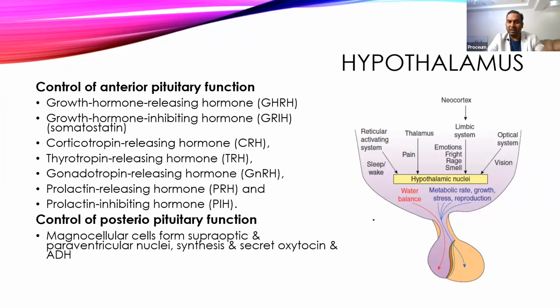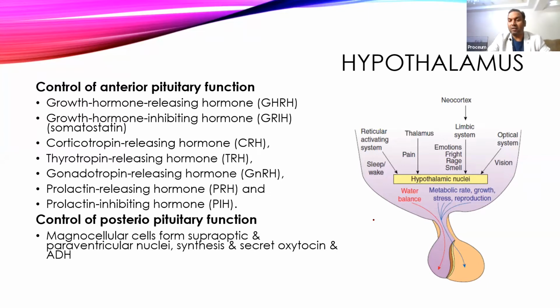If you see here, there are two inhibiting hormones, that is growth hormone inhibiting hormone and prolactin inhibiting hormone, while there are five stimulating hormones: growth hormone releasing hormone, thyrotropin releasing hormone, corticotropin releasing hormone, and prolactin releasing hormone. So this is how they try to balance the various hormones released by the pituitary itself.